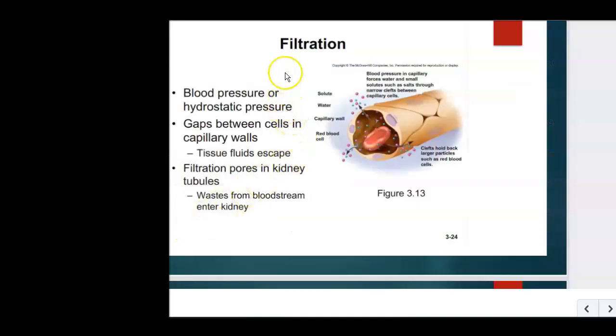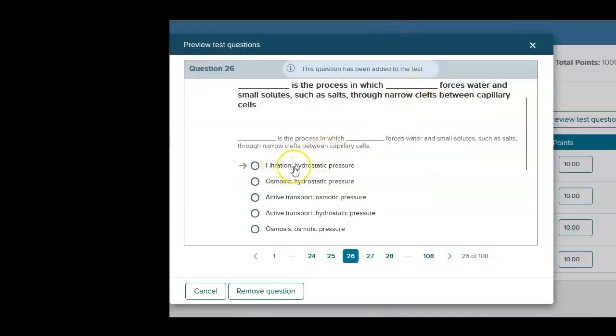Okay, and we have filtration. Filtration happens due to the hydrostatic pressure, right? That's the force that is going to push basically solutes, as you can see right here, outside the capillaries. This is a capillary, right? Going back to the question, right there, filtration and hydrostatic pressure. That should be the answer.